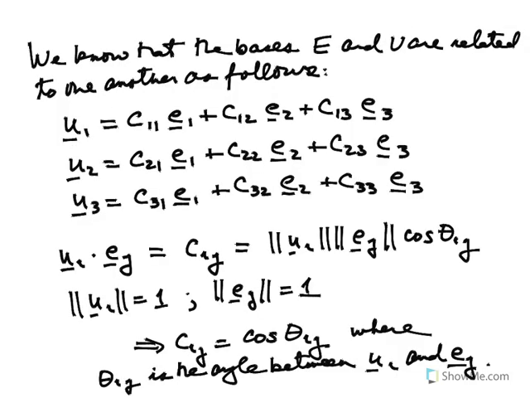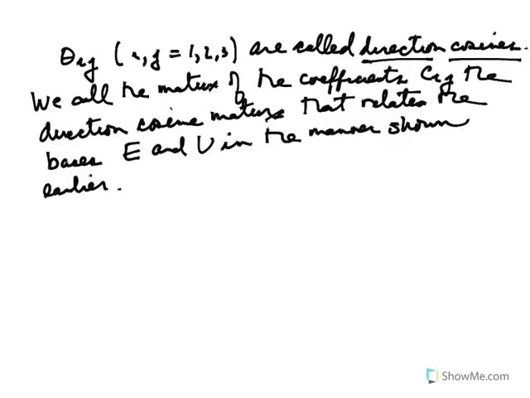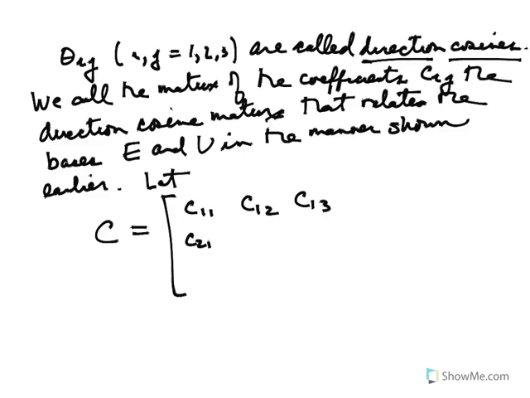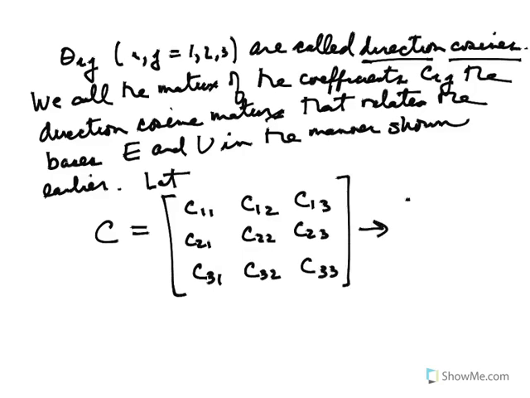In other words, if you go back over here, I'm expressing the three vectors u1, u2, u3 in terms of the three vectors e1, e2, e3. So it's in that particular order and in that particular set of operations that I'm referring to this. We actually abbreviate this as follows. We say let C equal C11, C12, C13, C21, C22, C23, C31, C32, C33. So this is what's called a direction cosine matrix.